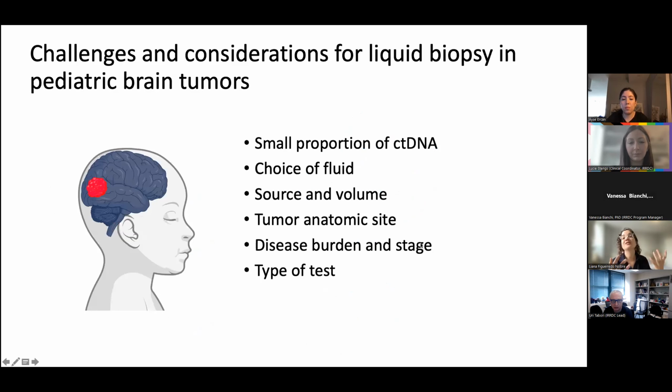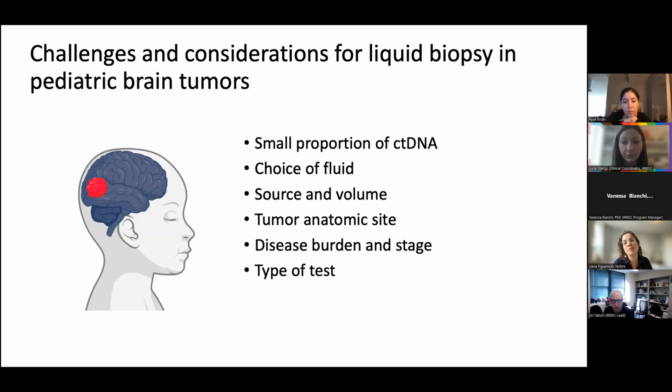I'll touch upon some of the challenges and things that we need to think about when we're considering liquid biopsy, specifically in pediatric brain tumors. One of the things I've already mentioned is the small proportion of this analyte, the cell-free tumor DNA that we're looking for. The other one is the choice of fluid. For our brain tumor patients, we would at this stage look for cerebrospinal fluid versus blood, as the sensitivity is still higher in those. Another thing that we need to think about is the source and the volume.